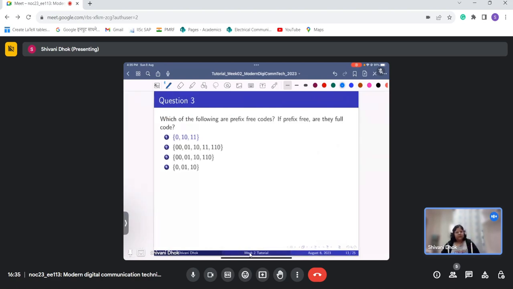So now let us look at some questions which will involve the concept of prefix-free codes. We'll also try to use the Kraft inequality and many more things. The question says, which of the following are prefix-free codes? And then if they are prefix-free codes, are they full prefix-free codes? These are the two questions that we need to answer. There are four subparts for this question, so let's look at them one by one.